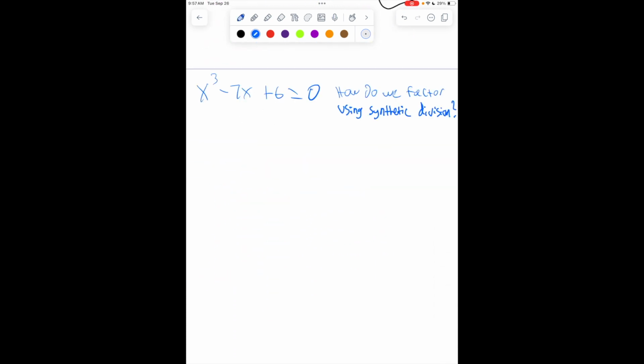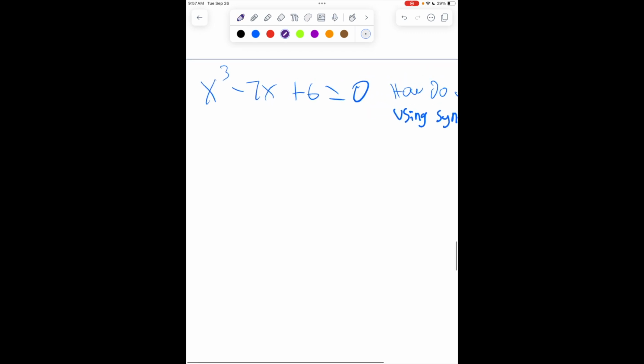I can also use synthetic division to help me factor. So if I'm thinking, what are the factors of x to the third minus 7x plus 6? Just a little bit of side work, or a sidebar. I look at my constant and ask, what are the factors of 6? Well, that's going to be positive or negative 1. 1 times 6 is 6, positive or negative 6. And positive or negative 2 times positive or negative 3. So I've got 1, 2, 3, and 6 as possible factors.